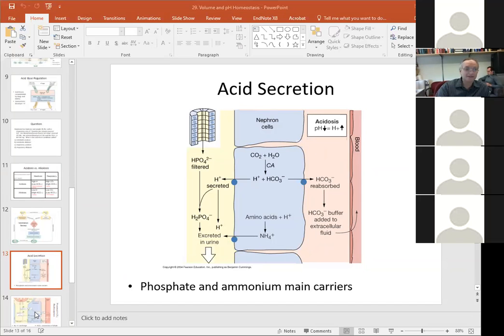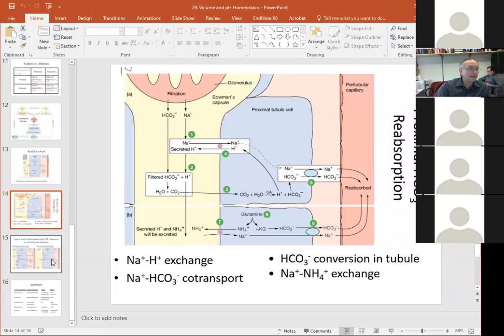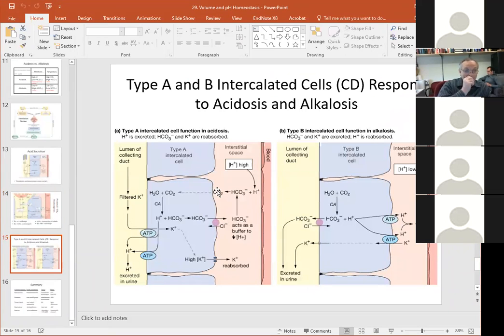Okay, the answer is that the type A cells have proton pumps in their apical membranes to excrete protons into the lumen of the collecting duct. They're found in the CD, the collecting duct. They're intercalated between other types of cells. So some are type A, some are type B. There's other collecting duct cells as well.